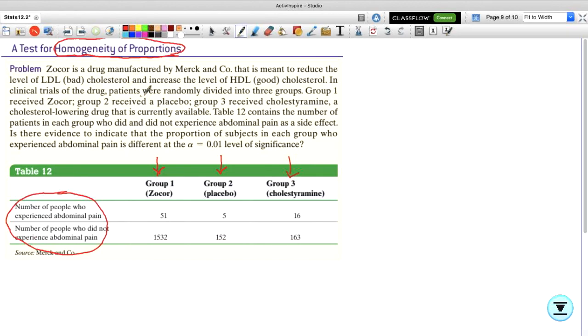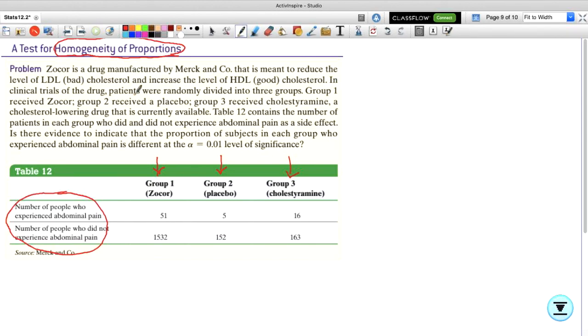So let's read this problem and then we'll go through the hypothesis test. Good news, the hypothesis test for this is identical, okay, identical to what we do for our other test in this section, okay? It's the exact same thing as the test for independence. So anyways, Zocor is a drug manufactured by Merck & Co. that is meant to reduce the level of LDL cholesterol and increase the level of HDL cholesterol.